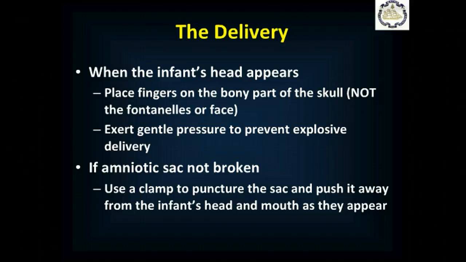And then you're going to very gently let the infant come out. Your job is not to control the direction of the delivery. Your job is to prevent an explosive delivery. If the head's coming out and the amniotic sac is still intact and the woman hasn't broken her water yet, you can use a clamp to puncture the sac and then push it away from the head and mouth as they appear so that the infant can start breathing.